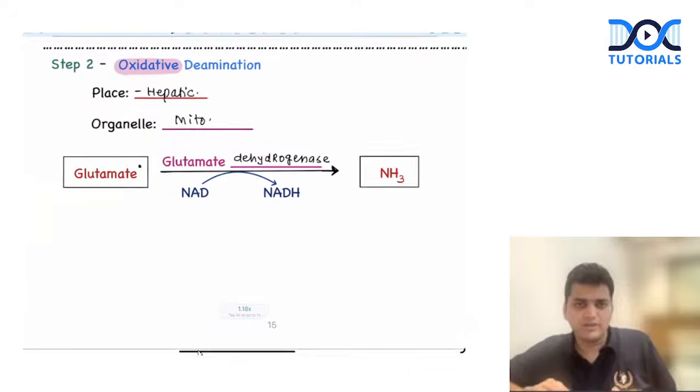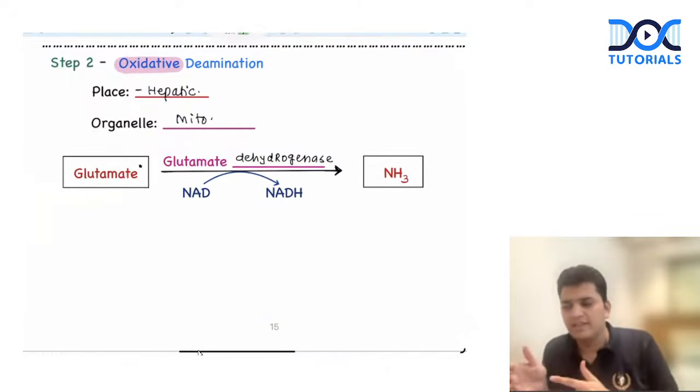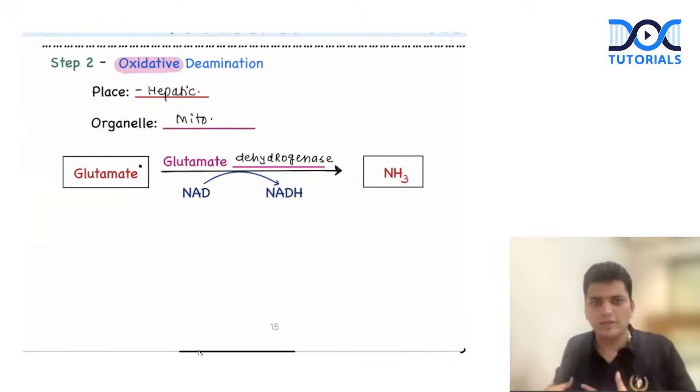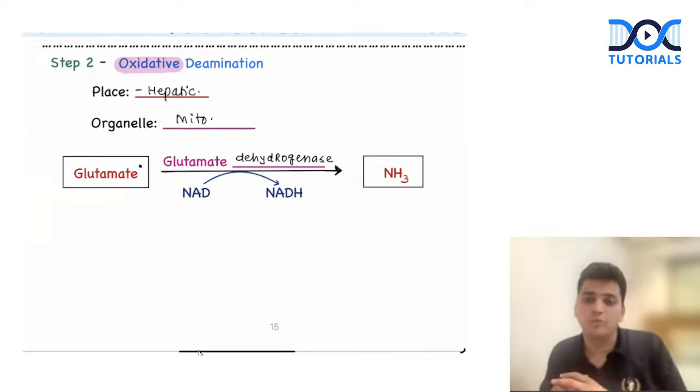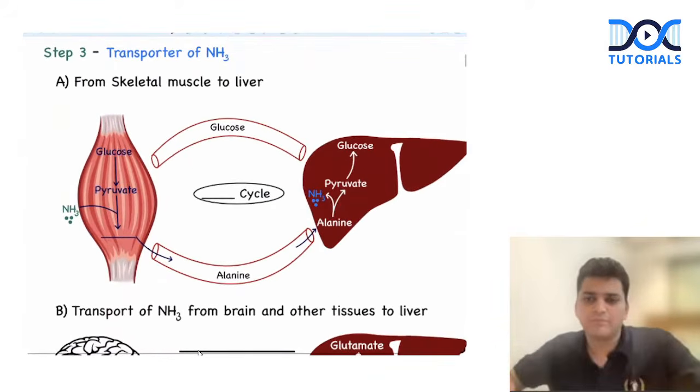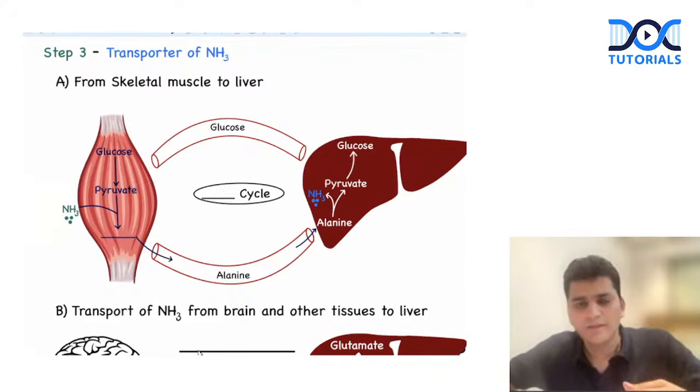That is very easy because the name itself was telling us, and we also knew that the second step is oxidative deamination. The glutamate which has reached the liver will have the ammonia taken out. That is oxidative deamination. Now coming to step number 3, the transport of ammonia. From the muscles, how will we bring the ammonia? From the brain, how will we bring the ammonia? Because the liver is the only organ which can convert ammonia into urea.